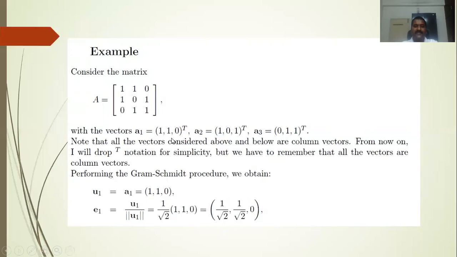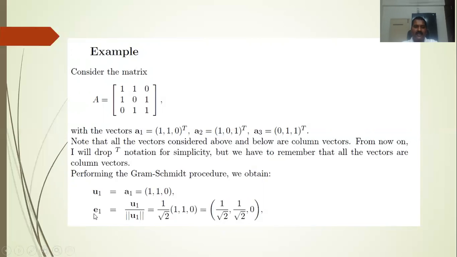Now, I need to get U1. U1 is nothing but A1. So, U1 equals 1, 1, 0. I'm writing it as a row here. Basically, it should be written as a column, but it takes a lot of space here, so I'm just writing it as a row. For us, a vector is a column vector.